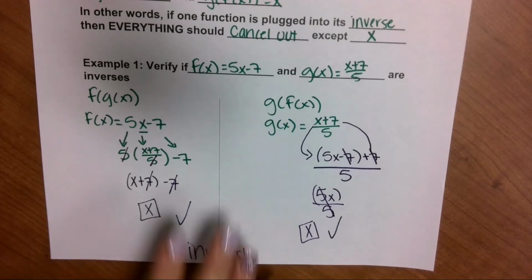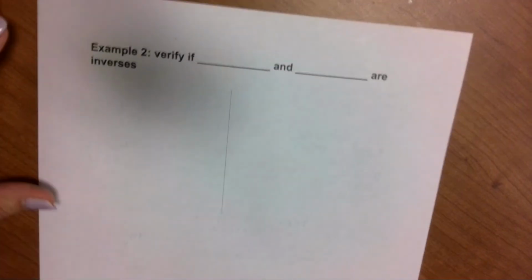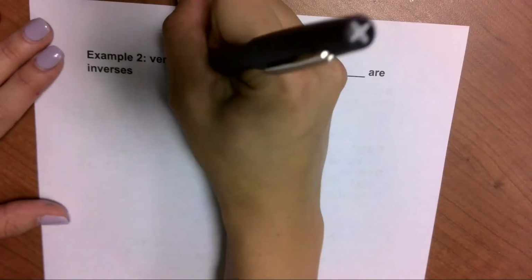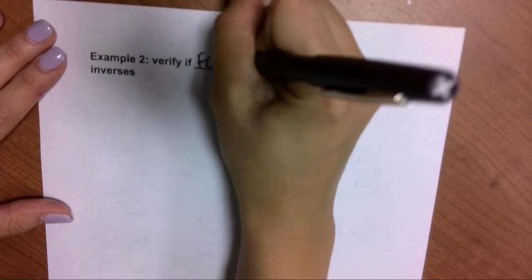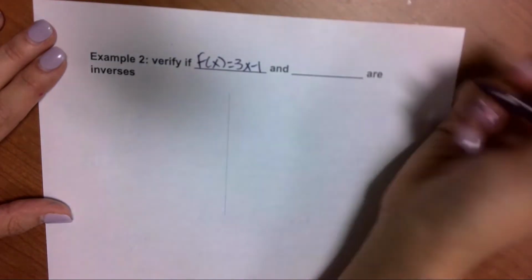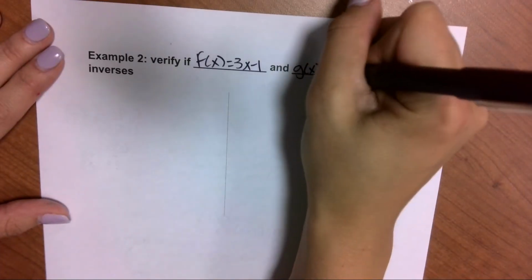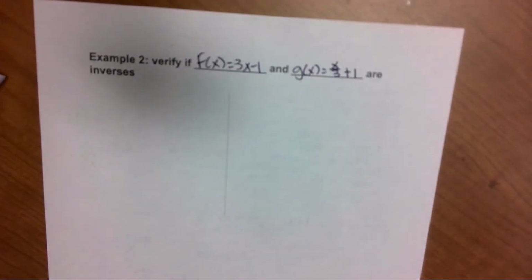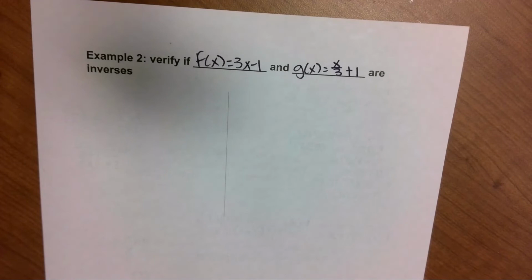Okay. Last example. Verify if f of x is equal to 3x minus 1 and g of x is equal to x over 3 plus 1. Do those look like inverses?